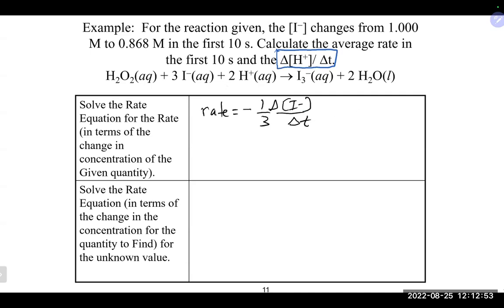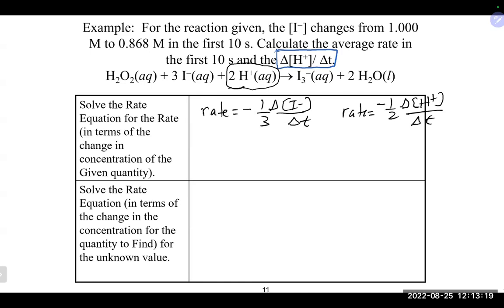Eventually at the end here, we do want to get to this guy, which is the H plus, for which we can also write the rate expression. The rate is equal to, it is also a reactant, so it would be minus 1 over 2 change in the concentration of H plus over the change in time. So now that we have our rate expressions, really all the information that we have is for I minus.